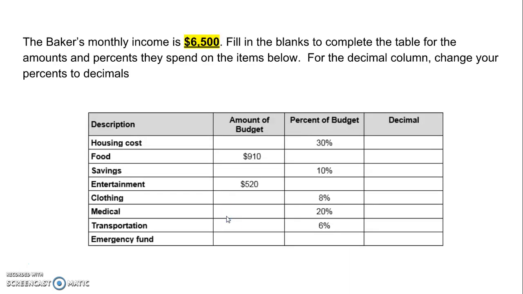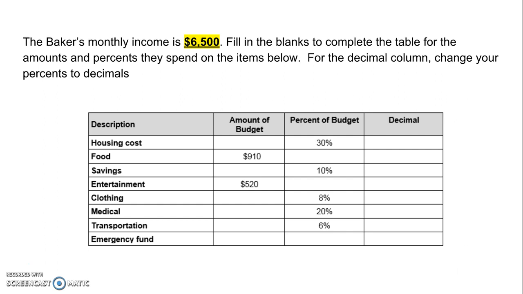So, the baker's monthly income is $6,500. Fill in the blanks to complete the table for the amounts and percents they spent on the items below. For the decimal column, change your percents to decimals. So we have a few different things here. We have our housing costs, food, savings, entertainment, clothing, medical, transportation, and emergency fund.